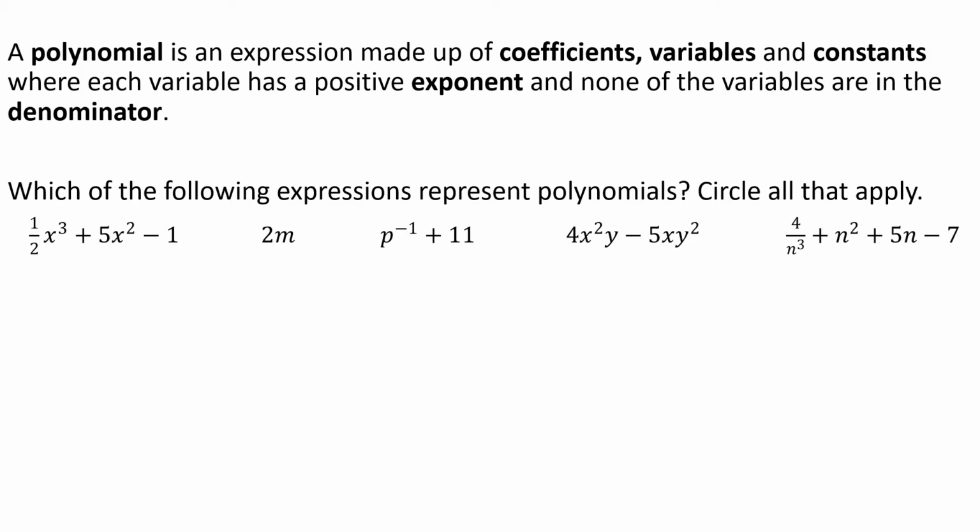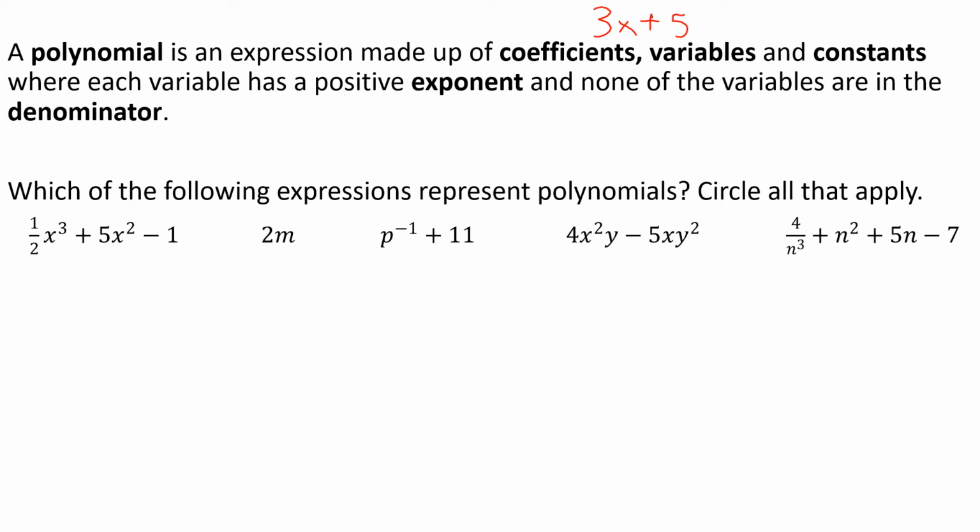Now, a polynomial is just an expression made up of coefficients, variables, and constants. These words should be pretty familiar to you already. Remember that a variable is just a letter, so think x. And a coefficient is the number attached to a variable, so think like 3x. And a constant is just a number that retains a constant value. It does not have a variable attached, so think 3x plus 5. That is considered to be a polynomial.